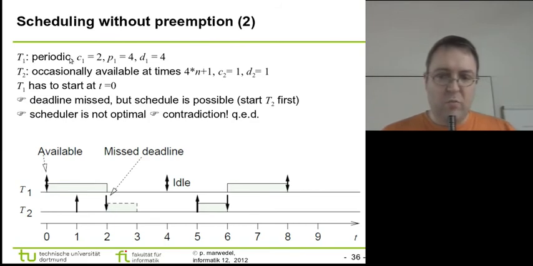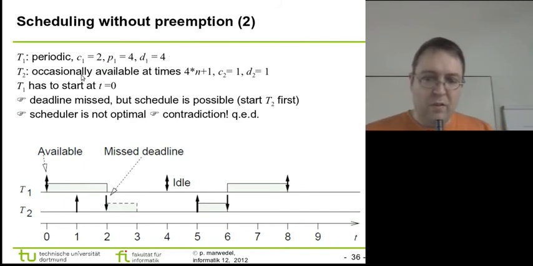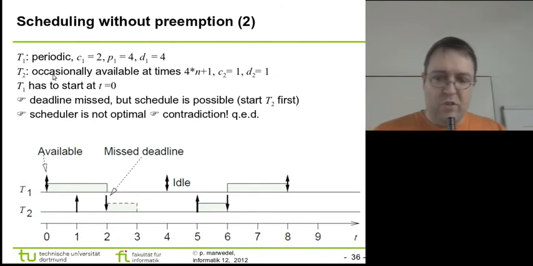We have a task T1, which is periodic, and the calculation time, the execution time of this task T1, is 2. The period of this task is 4 time units, and the deadline of this task is also 4. We have an asynchronous task, which is occasionally available. This is task T2, and this is occasionally available at times 4 times n plus 1, with an execution time of 1 time unit, and a deadline which is also 1 time unit. And we define that the first task here, the periodic task, has to start at time 0.